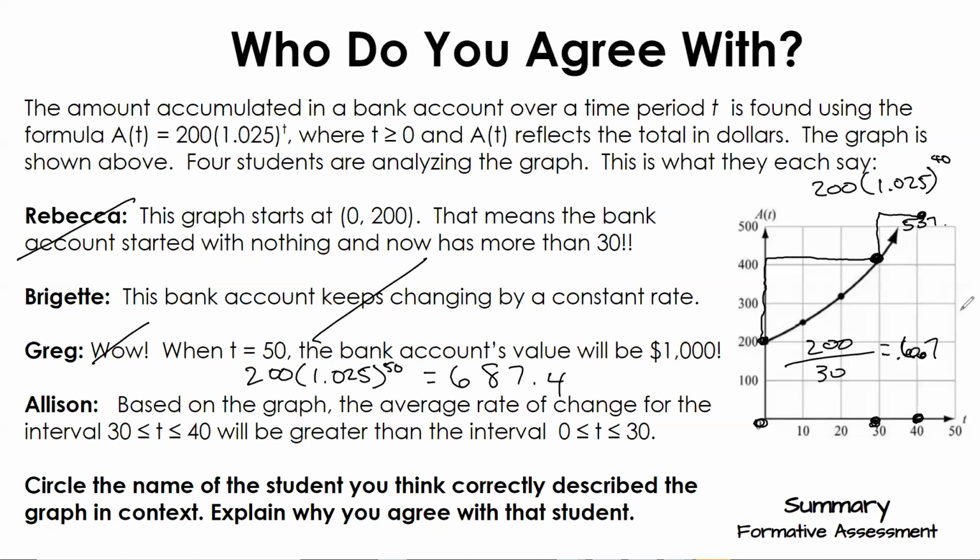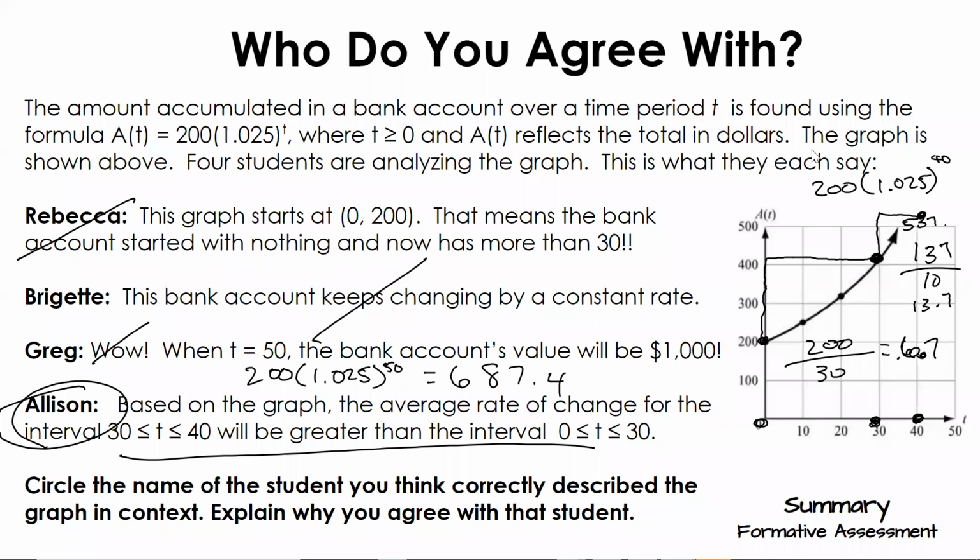It's 6.7. Okay. And then over here, if we go from 400 to like 537, that's like 137 divided by 10. So what is that going to be? That's going to be 13.7, right? Which one's bigger? This guy, right? Okay, is that what they said right here? Yes, Allison is correct.